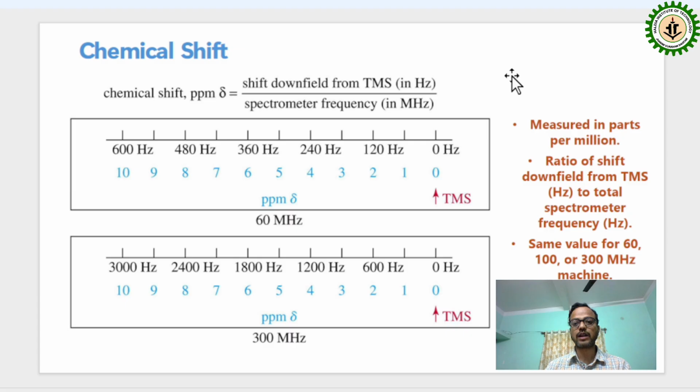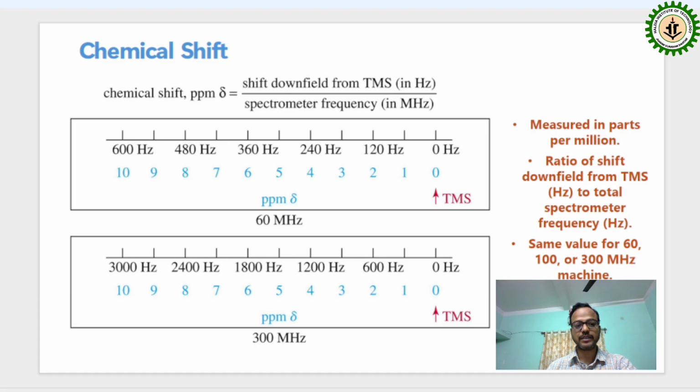Now let's talk more about chemical shift. Chemical shift, which is measured in delta ppm, is the shift downfield from TMS relative to the spectrometer frequency. Suppose you have got a peak at 360 hertz here, and your machine has a frequency of 60 megahertz. Then according to this equation, downfield 360 by 60, you will get 6 delta ppm. So the peak is appearing at 6 delta ppm, and 0 is taken as TMS.